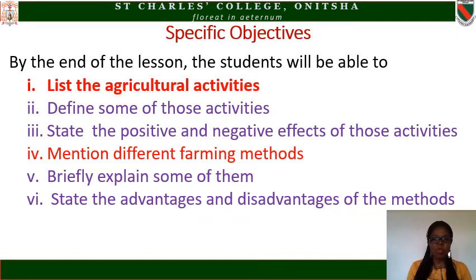At least by the time we finish, if you are very attentive, you'll be able to, one, list the agricultural activities; two, define some of those activities; three, state the positive and negative effects of all those activities; four, mention different farming methods; and five, briefly explain some of those methods, and then state the advantages and disadvantages of all those methods. All right?